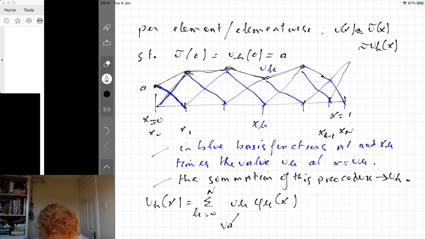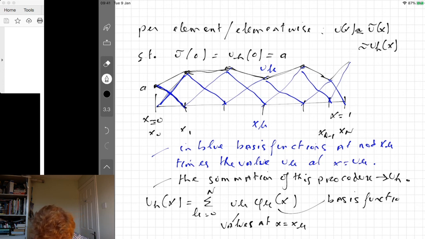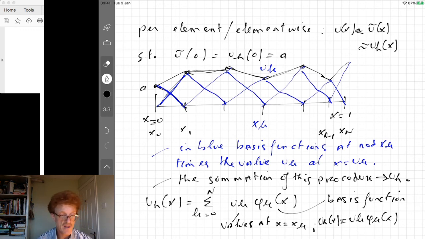This is the values at x is x_k, and this is the basis function in the expansion. Often this is written as u_h is u_k phi_k of x, because we use the Einstein summation convention. So u of x is u_k phi_k, because with the summation convention we use repeated indices, and then you somewhere have to say it runs from 0 to n.